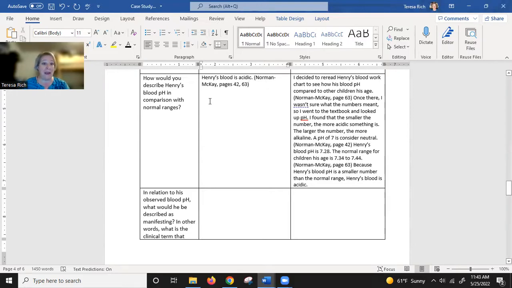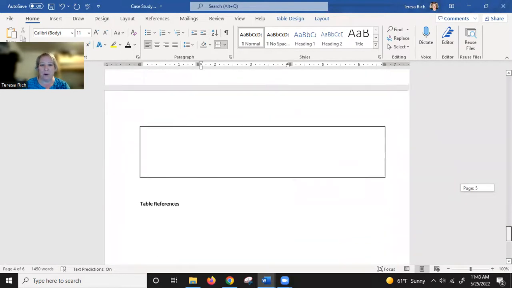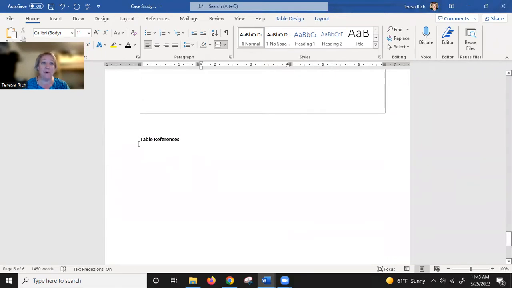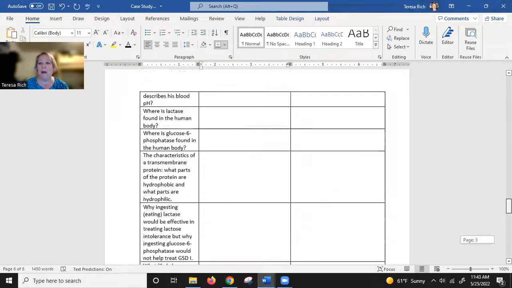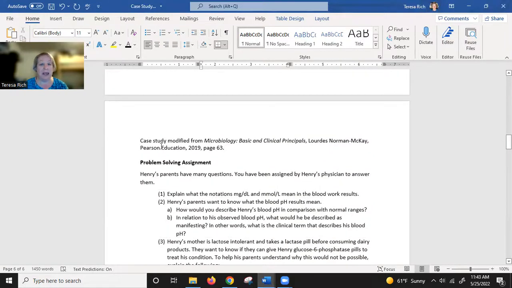So I have answered that question. Woohoo! So what I need to do though is down here, you'll notice that I have table references. Okay. So everything that you have an in-text citation for up here in the table, I want a full reference down here, like what we did for the case study.